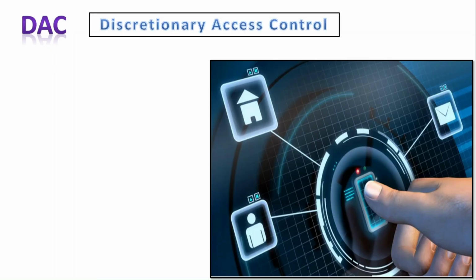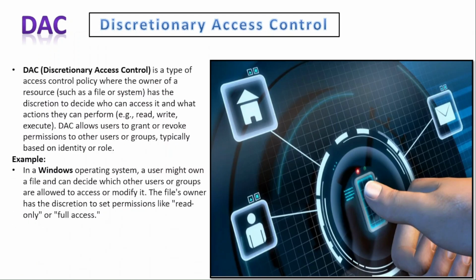DAC, Discretionary Access Control. DAC, Discretionary Access Control, is a type of access control policy where the owner of a resource, such as a file or system, has the discretion to decide who can access it and what actions they can perform. For example, read, write, and execute.